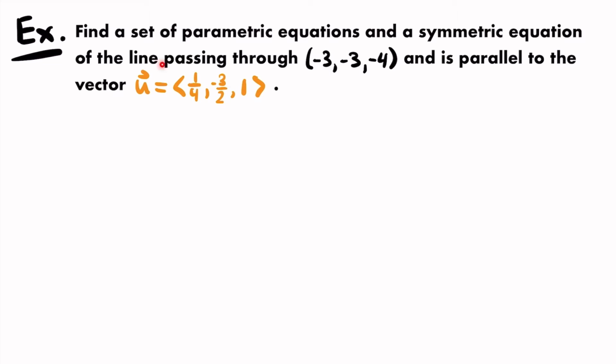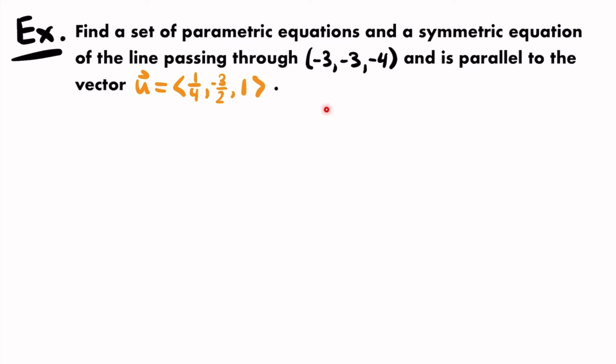All right, so this example is similar to our previous example. We have the same exact directions, but now we have a different point and a different direction vector. And so the process is the same. We're still going to be representing a line in 3D with two different types of equations, but now those equations are going to look a little bit different since we have a different point and a different vector.